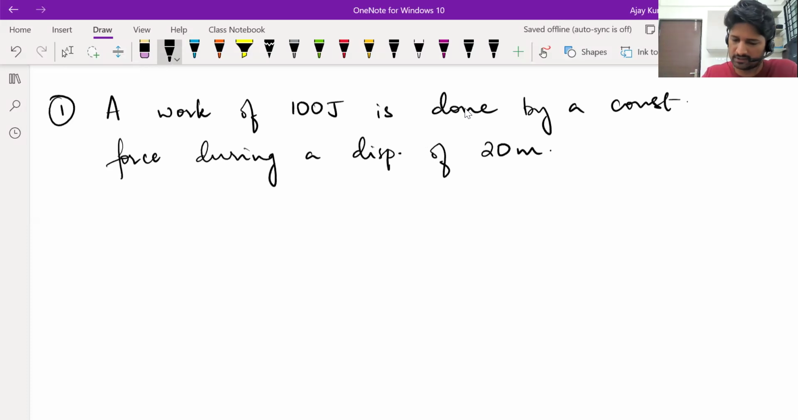That is 20 meters. The question is, how much is the force? How much is the magnitude of the force? Simple question. Work done is given, displacement is given. You are asked the magnitude of the force.